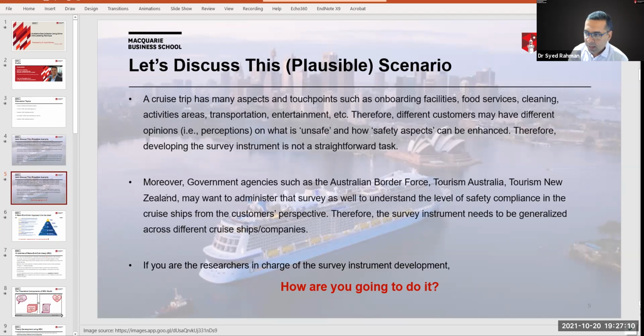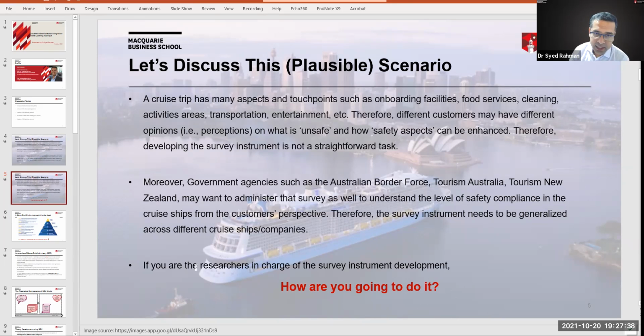And another line is, moreover, this is the managerial implication. Moreover, government agencies such as Australian Border Force here in Australia, Tourism Australia, Tourism New Zealand may want to administer that survey as well to understand the level of safety compliance in the cruise ship from the customer's perspective. Therefore, the survey instrument needs to be generalized across different cruise ship companies. It's just not one cruise ship company.